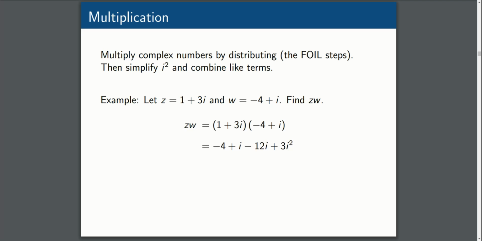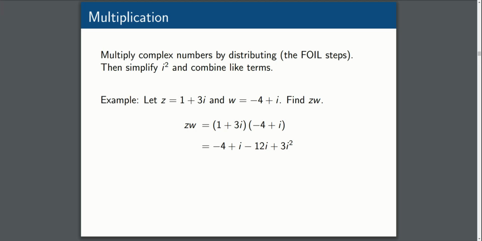So I want to look at this product here. I set that up. You can see on the first line, I substituted in the values for z and w that I have in this example. And then I went ahead and did the steps of the FOIL process. Notice that in the last term on this line, I have an I squared.